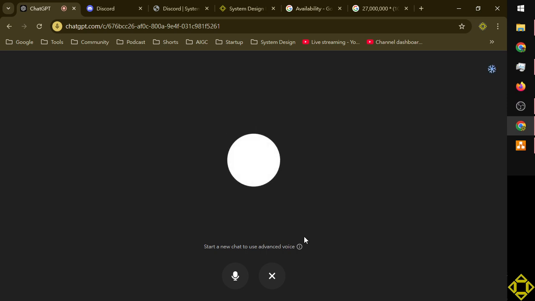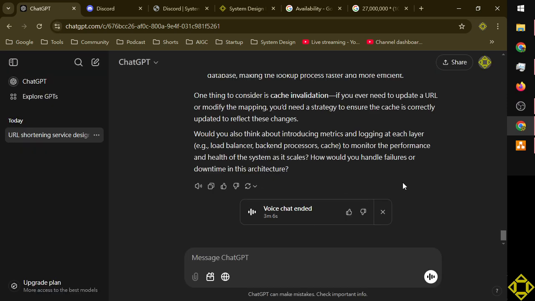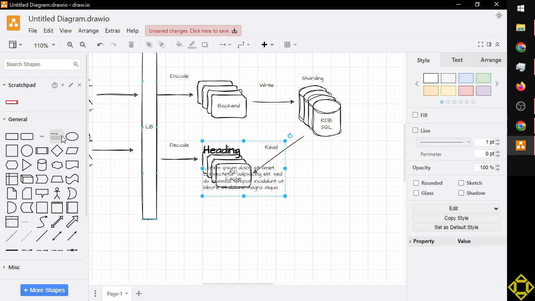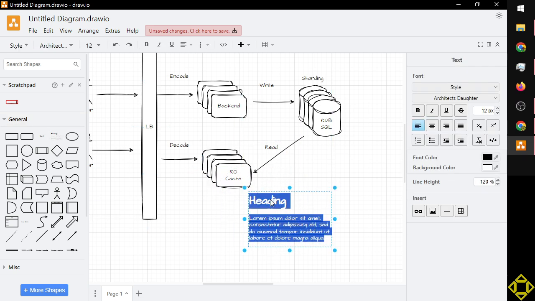Okay. Wait. So now we are going to talk about fault tolerance. Scalability is finished, and now fault tolerance.